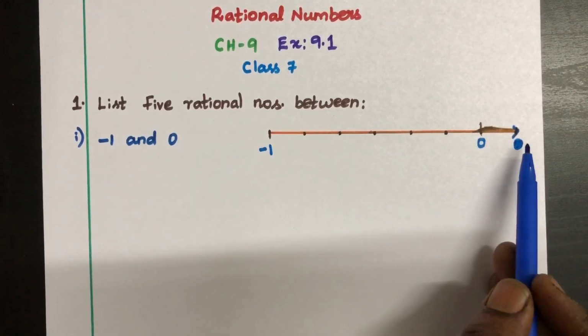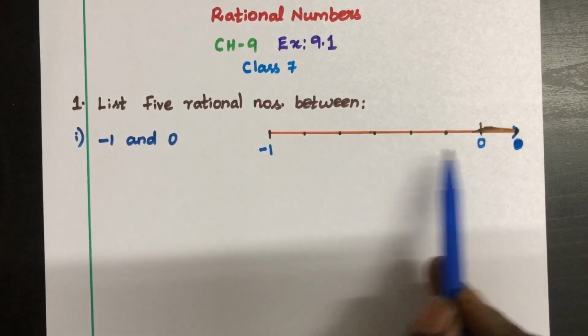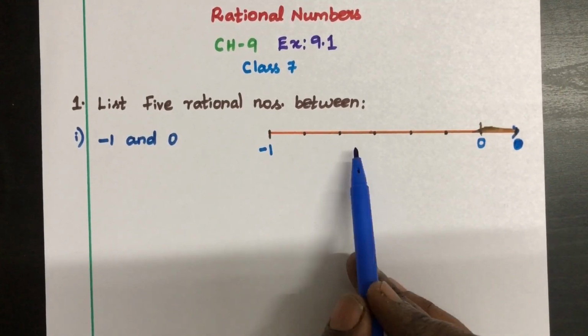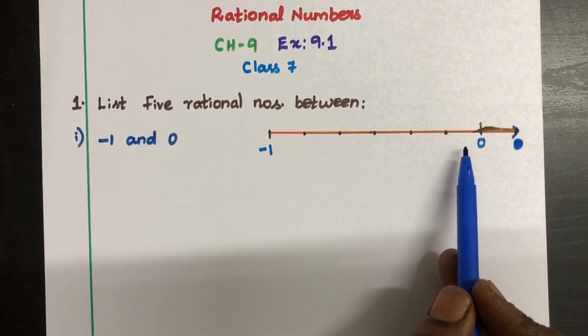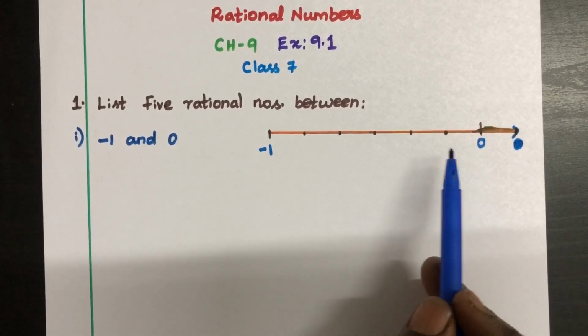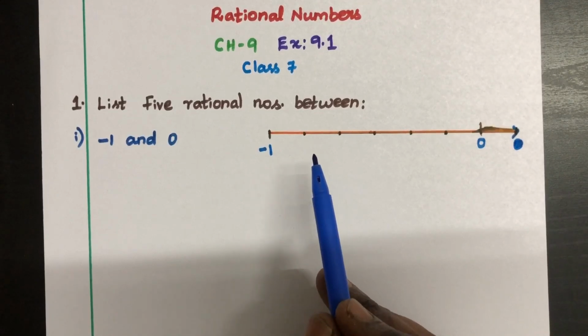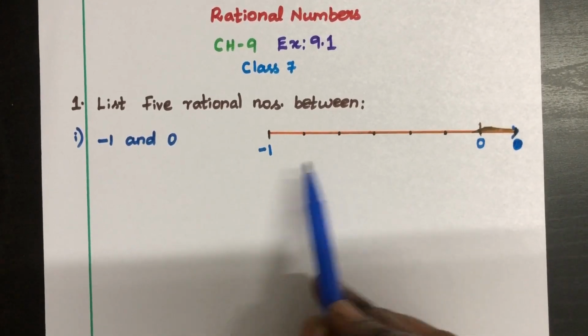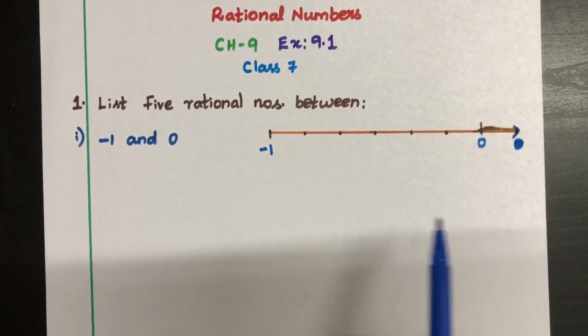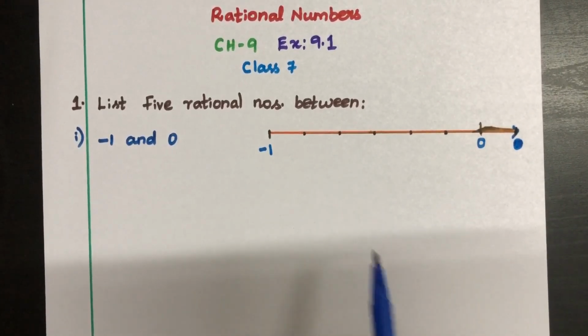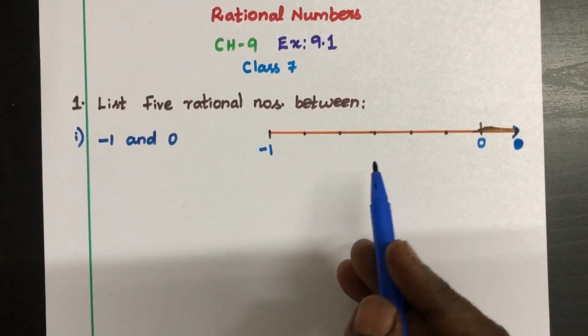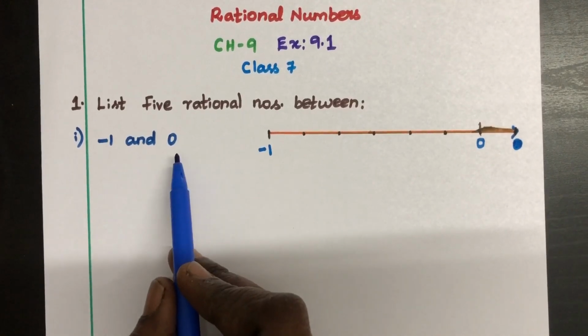See, this is the number line. In between 0 and -1, we are going to list 5 rational numbers here. Actually, not only 5, there are unlimited number of rational numbers we can list in between these two. Now we are going to do only 5. Let's see how to do this. It's very easy. See here, -1 and 0.